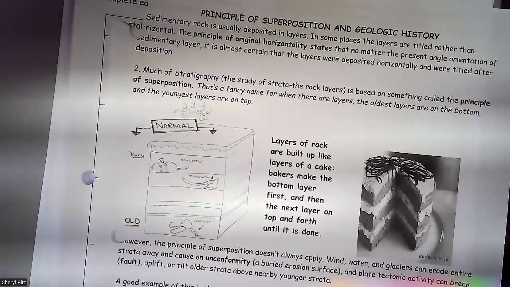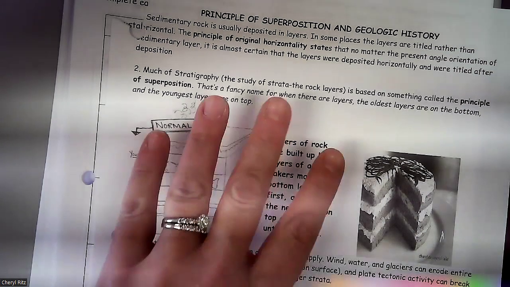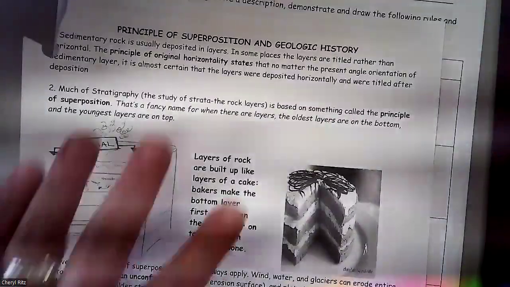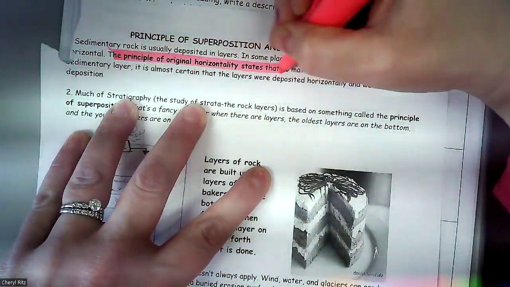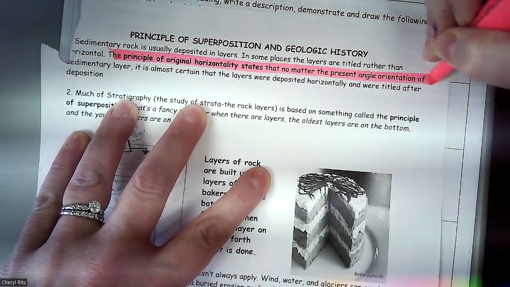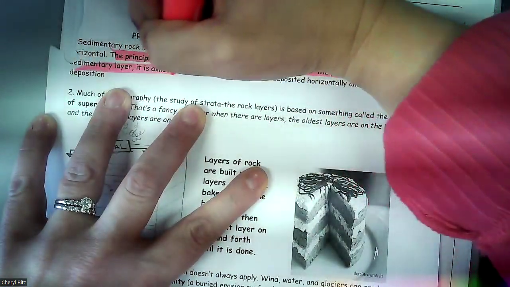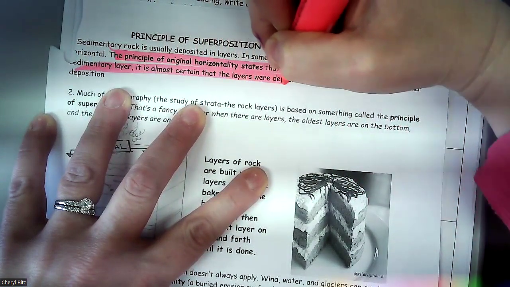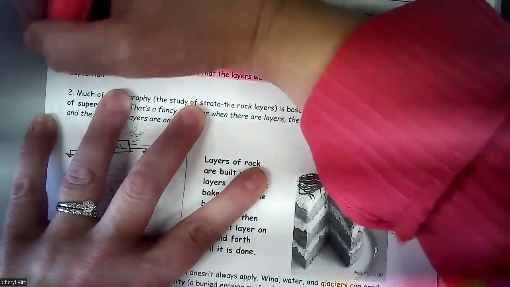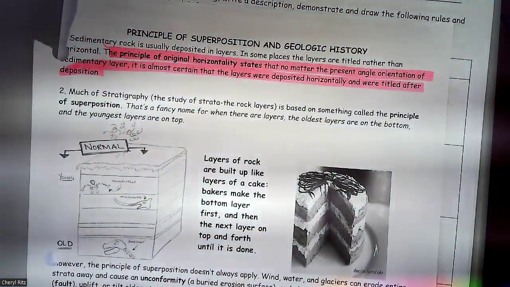Principle of superposition and geological history. I like saying it like a superhero because it makes me feel cool. You ready? Sedimentary rocks are usually deposited in layers. In some places, the layers are tilted rather than horizontal. The principle of original horizontality states that no matter the present angle of orientation of the sedimentary layer, it was most certain that the layers were deposited horizontally and were tilted after deposition.